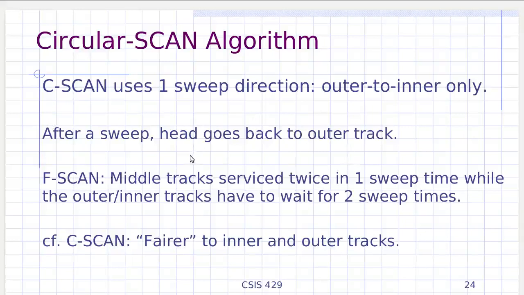So there's a little bit of unfairness in FSCAN that you can remedy with circular scan, and so this is considered fairer to the inner and outer tracks. Of course, the middle tracks are now a little bit worse off, but on the whole you'll be fairer to everybody using C-SCAN, circular scan.